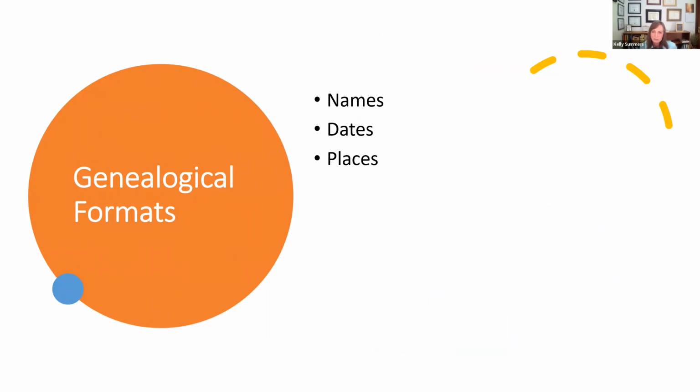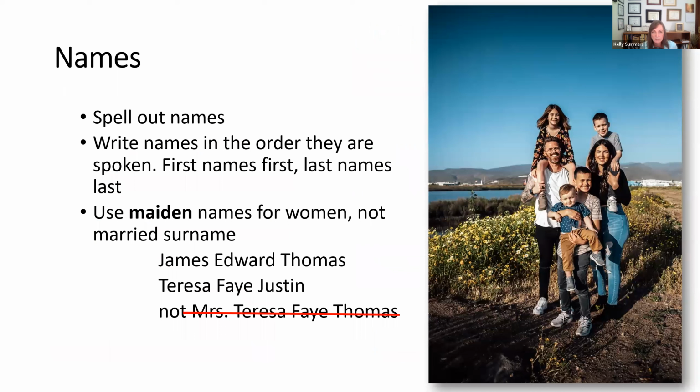Okay, as we use FamilySearch in any of these forms, we need to use the correct genealogical format for names, dates, and places. Now, names, we always spell out names unless the name, for example, a middle name is just a middle initial and not a name itself. But if there's a name, we always spell it out and we write them in the order that we would say them. So in this case, we have James Edward Thomas. So we would write it in that order.